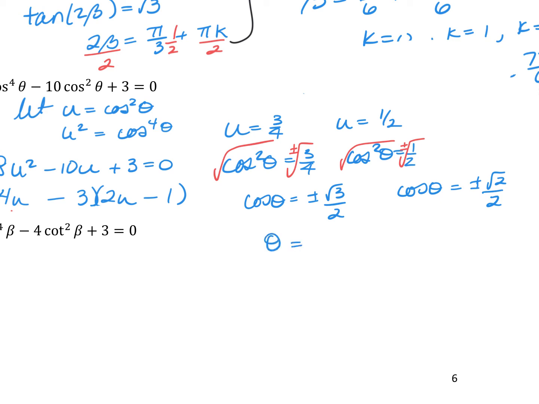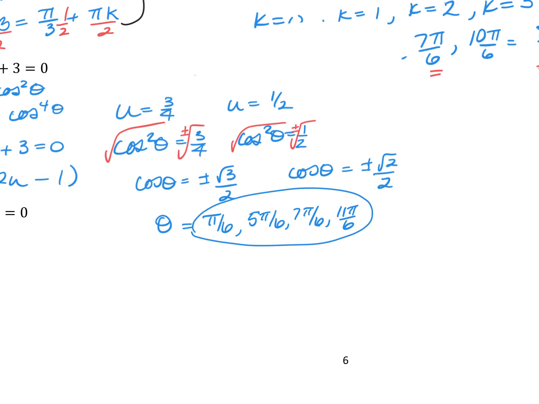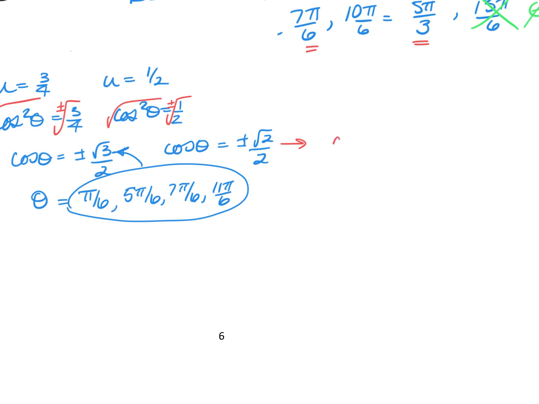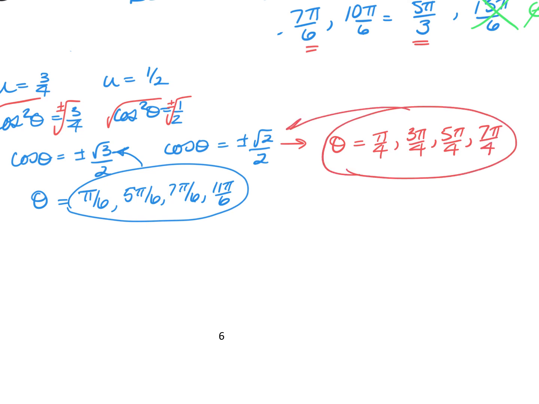This one is going to give me pi over 6. It gives me a positive one. 5 pi over 6, there's a negative one. 7 pi over 6, there's a negative one. 11 pi over 6, there's the positive one. So all of these come from this one. Here, I'm going to get theta is equal to pi over 4. There's a positive. 3 pi over 4, there's a negative. 5 pi over 4, there's another negative, and then 7 pi over 4, here's the other positive. All of these come from this one. So if you get this one wrong, I bet it's because you forgot to slap on that plus and minus.